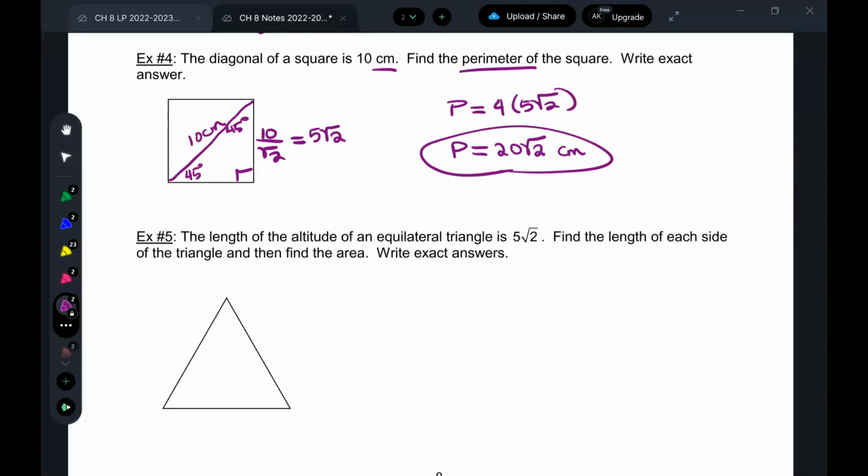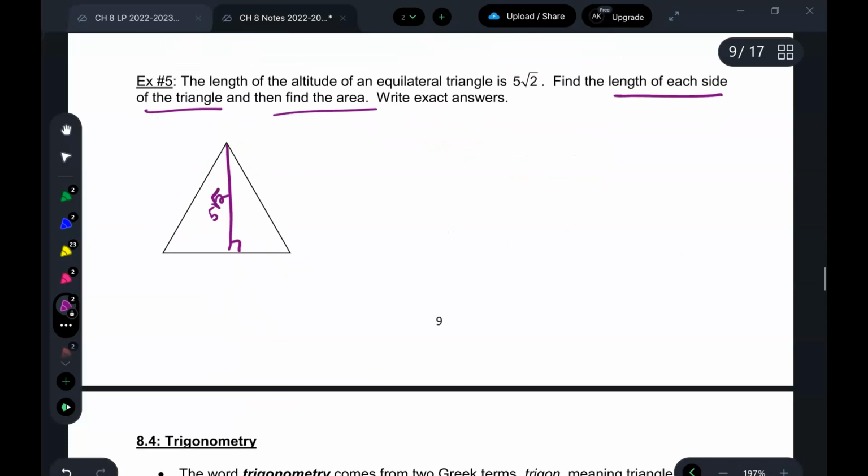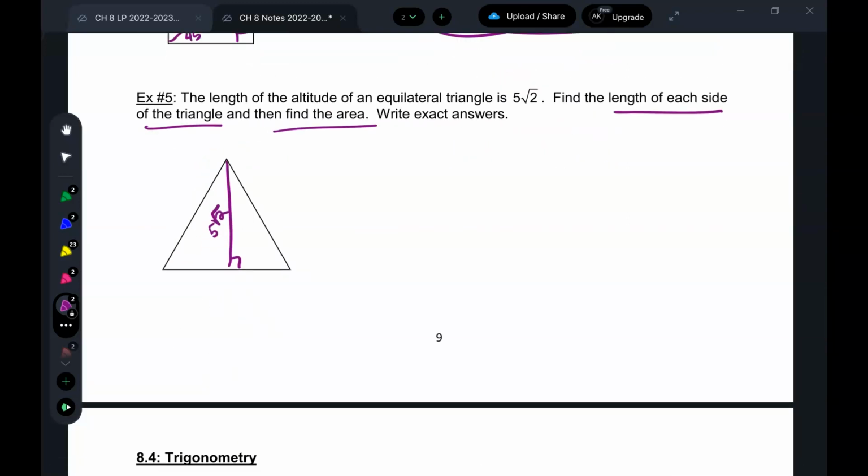Okay. You want to try this one on your own? So we have an equilateral triangle. Altitude is 5 root 2. Find the length of each side of the triangle and then find the area. What do you think? Give it a try.